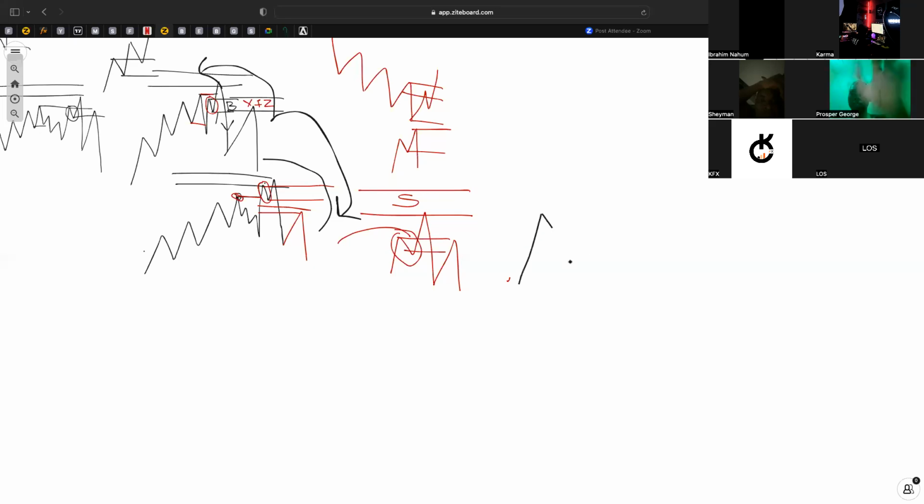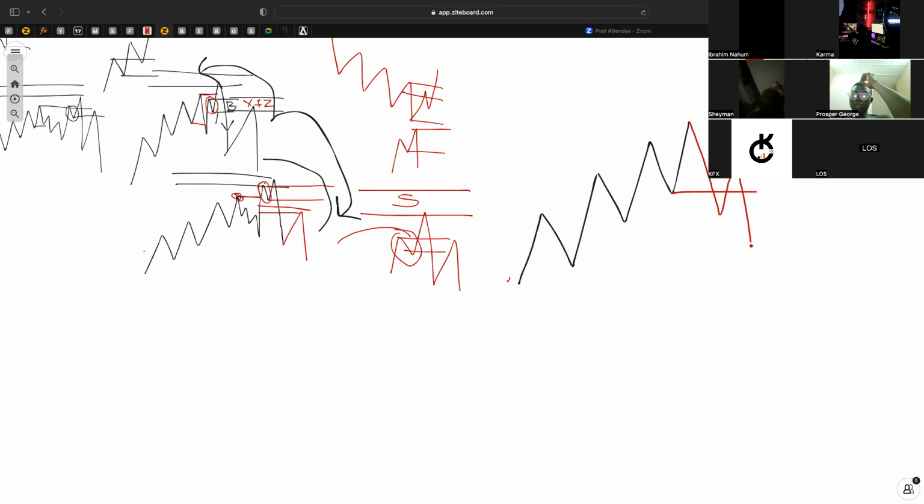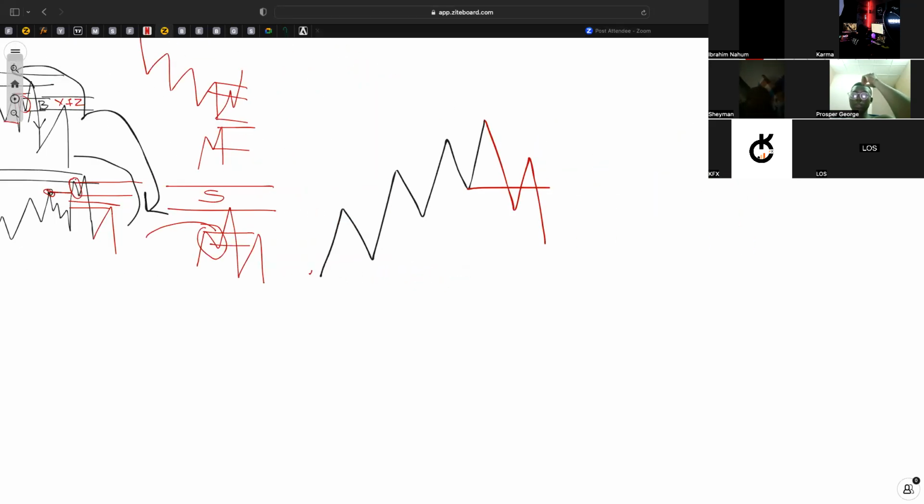Let's say we have high, low, high, low, high, low, high. Then the market wants to break structure. Listen attentively, guys. There are two types of break of structure that you would have. You have one like this, A, B, and C. And you have one of this, high, low, high, low, high, then you have A, B, and C. Now, this is break structure 1 and 2.